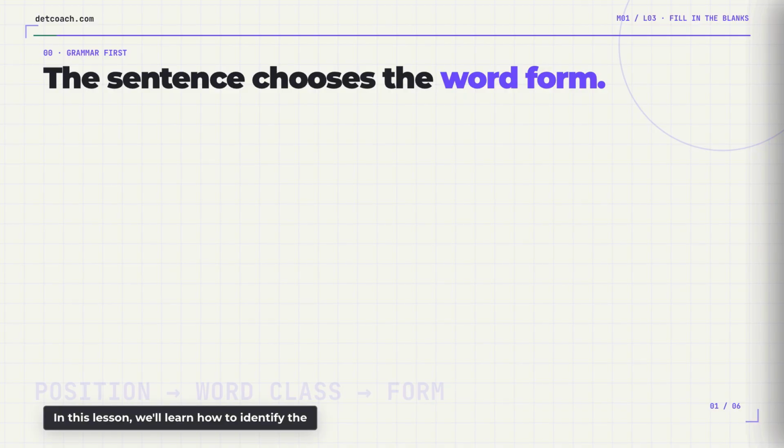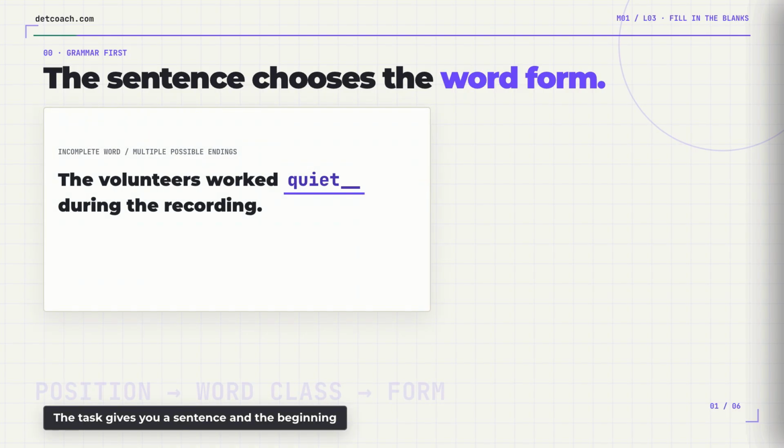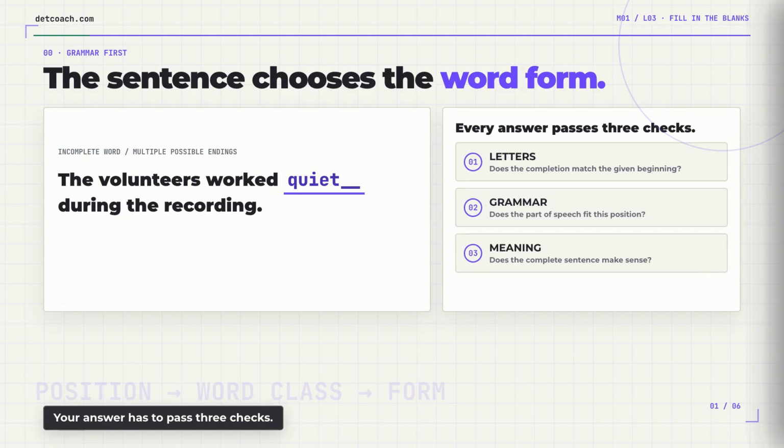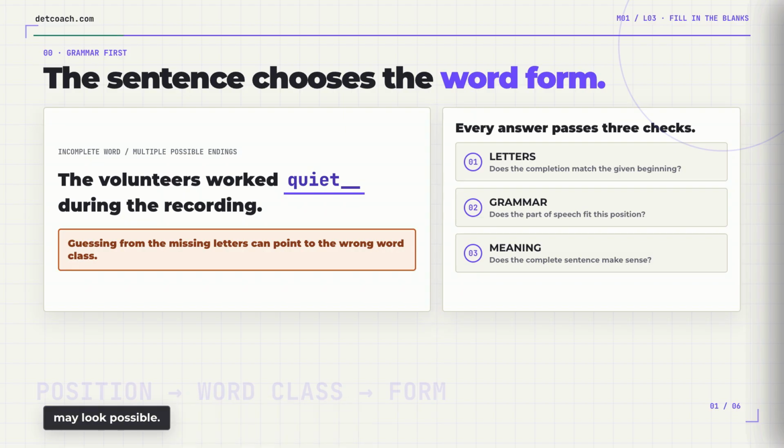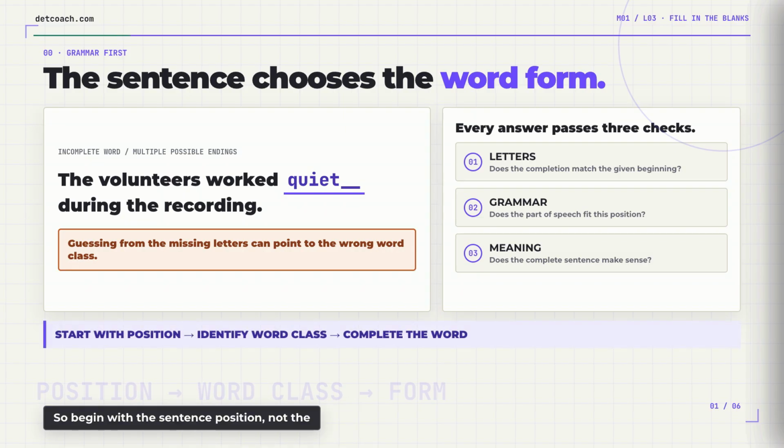In this lesson, we'll learn how to identify the part of speech before completing a word and fill in the blanks. The task gives you a sentence and the beginning of one incomplete word. Your answer has to pass 3 checks. The letters must fit, the grammar must fit, and the meaning must fit. If you guess from the letters first, several endings may look possible. So begin with the sentence position, not the missing letters.